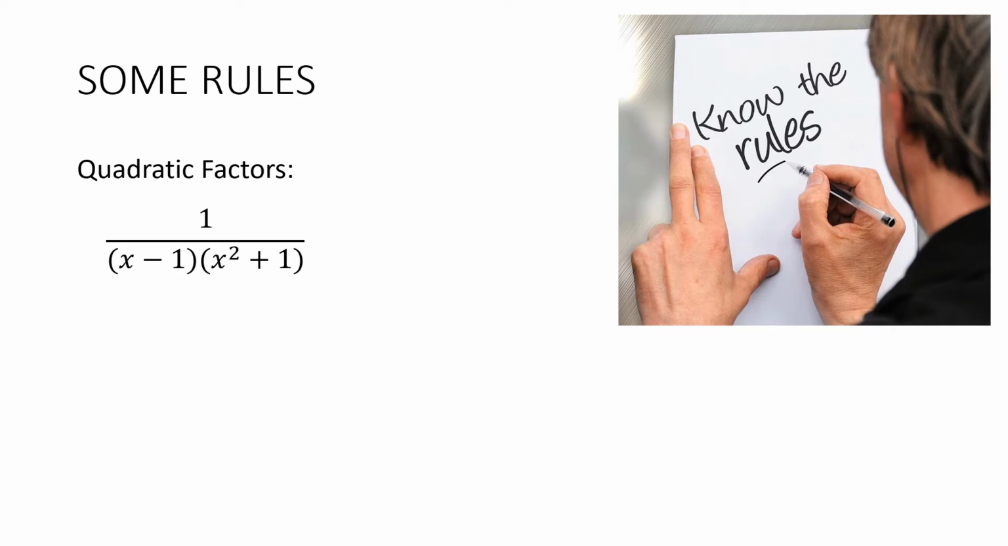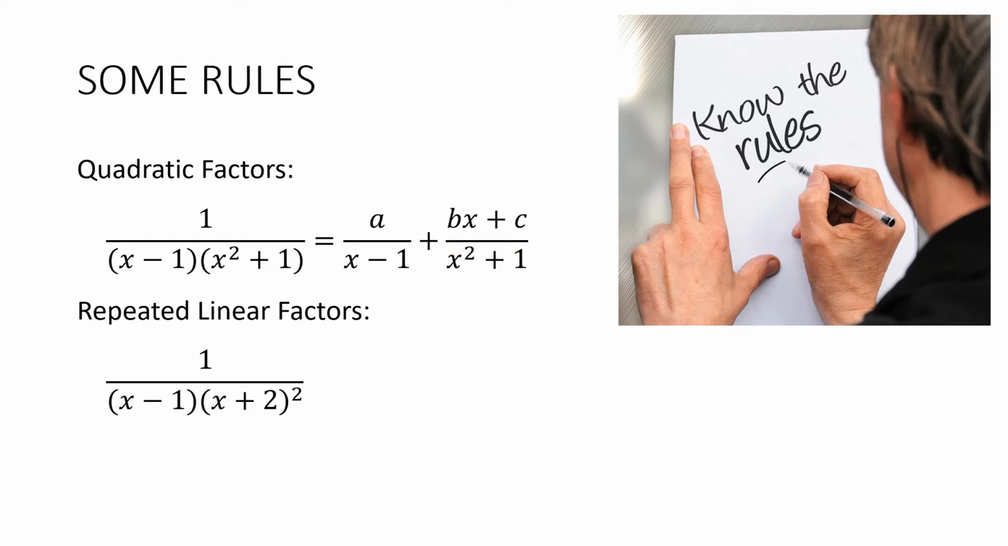Now that was a fairly easy one, but we could have quadratic factors like here. And in this case, what we would put it equal to is a over x minus 1 plus, and then for our quadratic factor, we'd put bx plus c. Now it's possible that b is equal to 0 or c is equal to 0. We won't know until we do it, but we're kind of covering all bases because both of them could be non-zero.